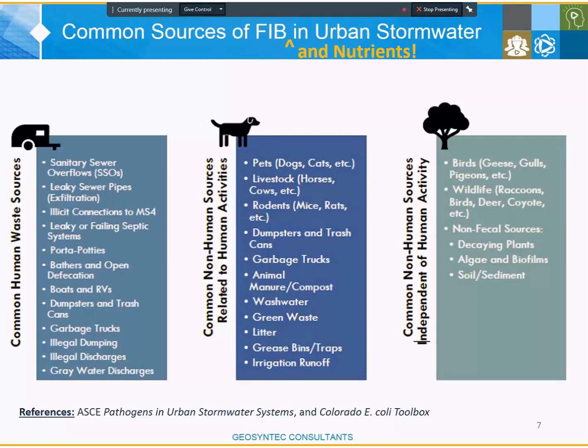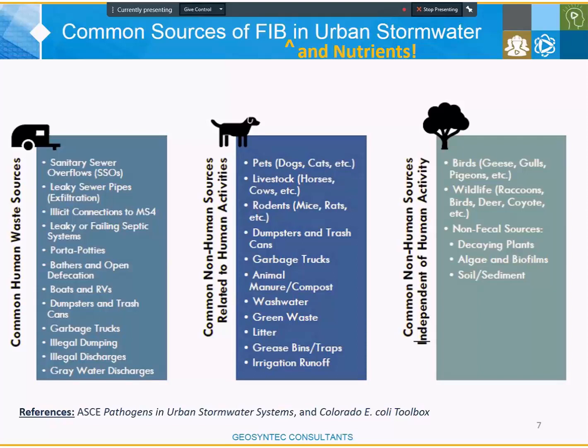And it starts with what are some common sources of bacteria and nutrients in urban stormwater. I add in nutrients because often these are coming hand in hand. And so where you can control recreational public health issues, you can also control eutrophication often. So this is a real two-for-one kind of situation.